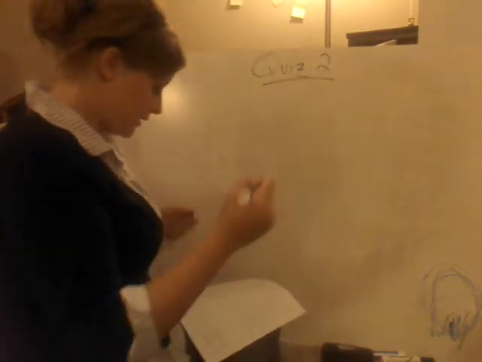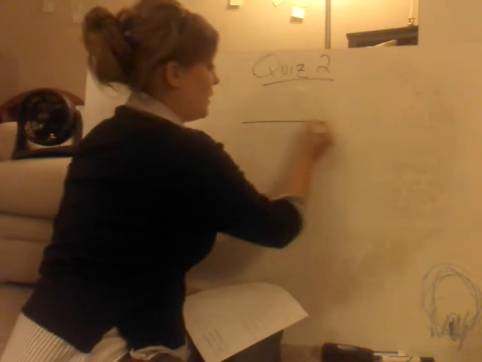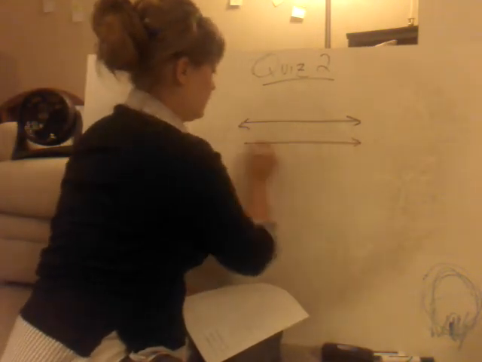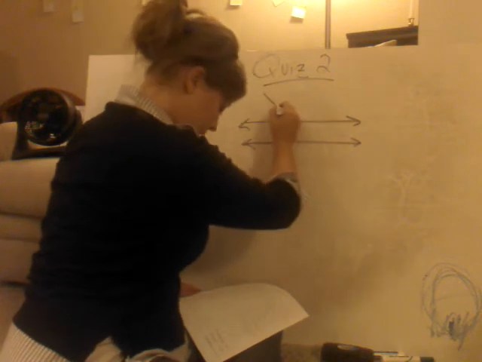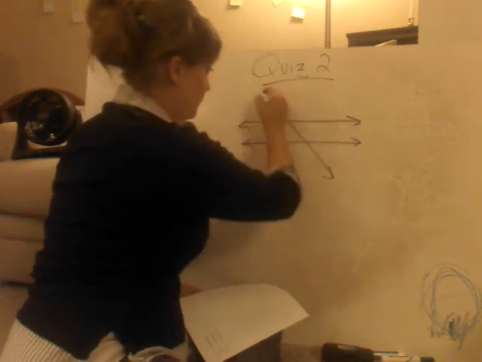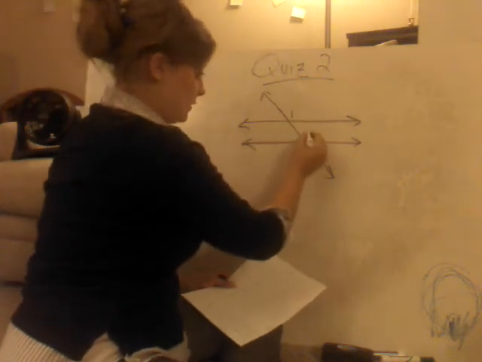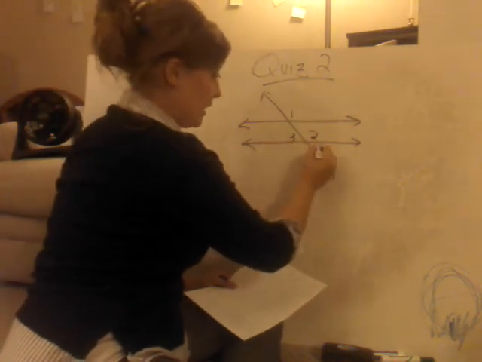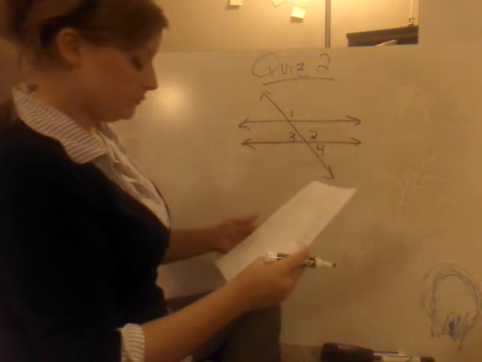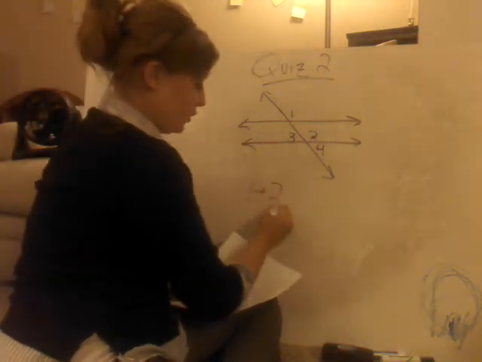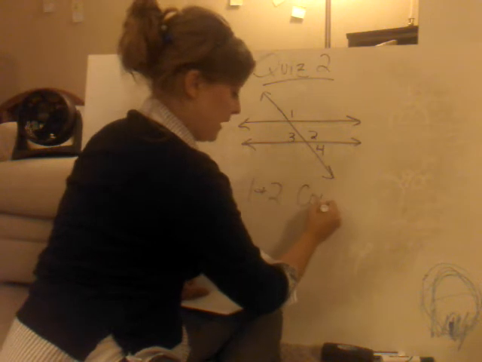Next step was number 7. I drew two parallel lines. I had my transversal going like so, and I only labeled specific angles. I wanted 1, 2, 3, and 4. Now I asked you what were angles 1 and 2. So 1 and 2 are corresponding angles.